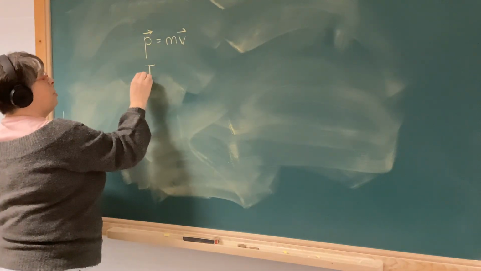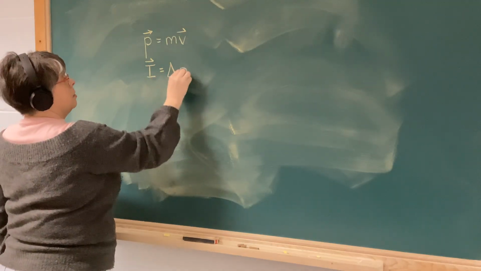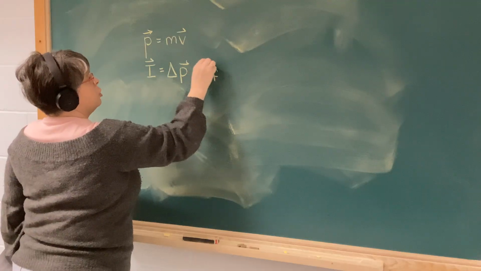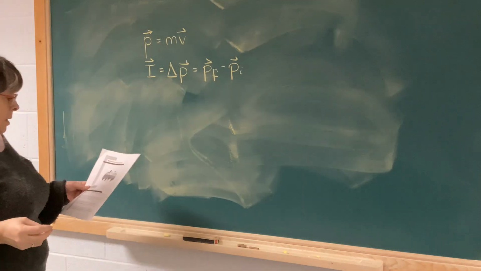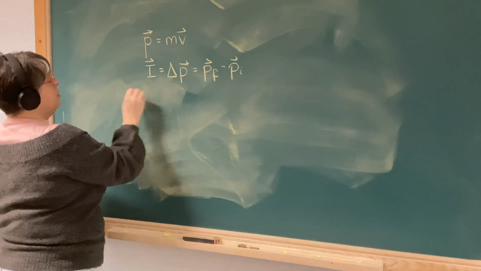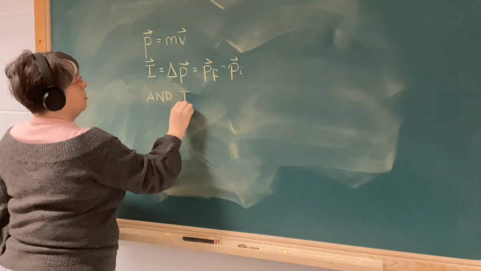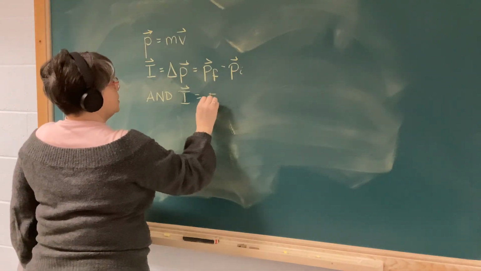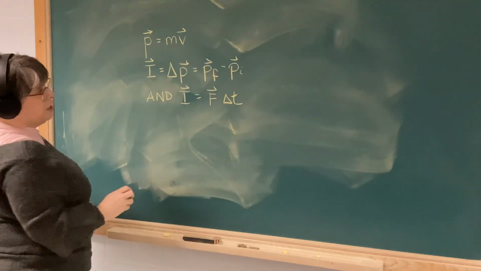Impulse is related to momentum. Impulse I is the change in momentum. Change in momentum means final momentum, subtract initial momentum. And our last little bit is that impulse is change in momentum. Impulse is also any net external applied force times length of time. Okay, let's talk about this for a moment.